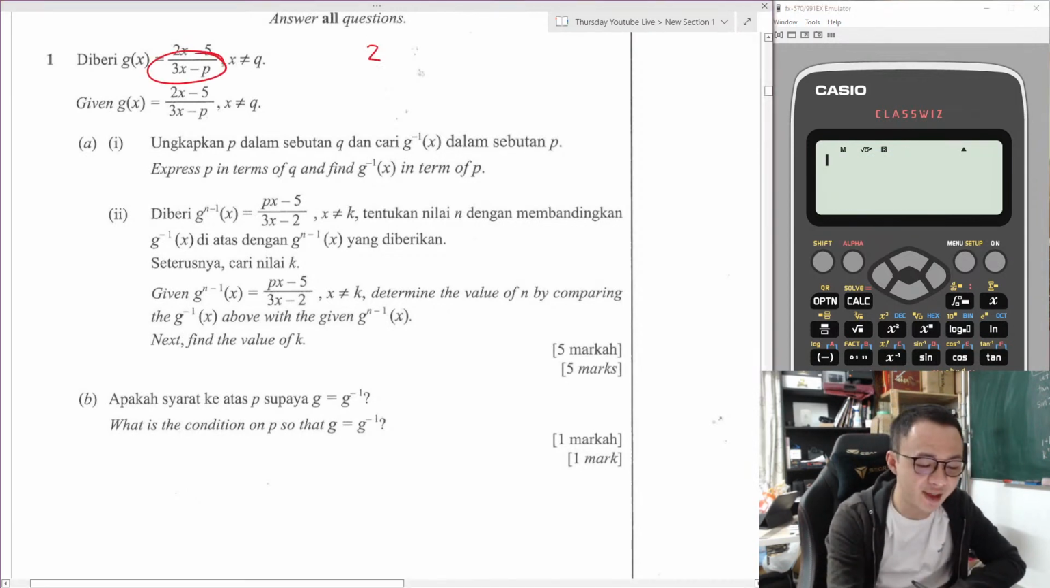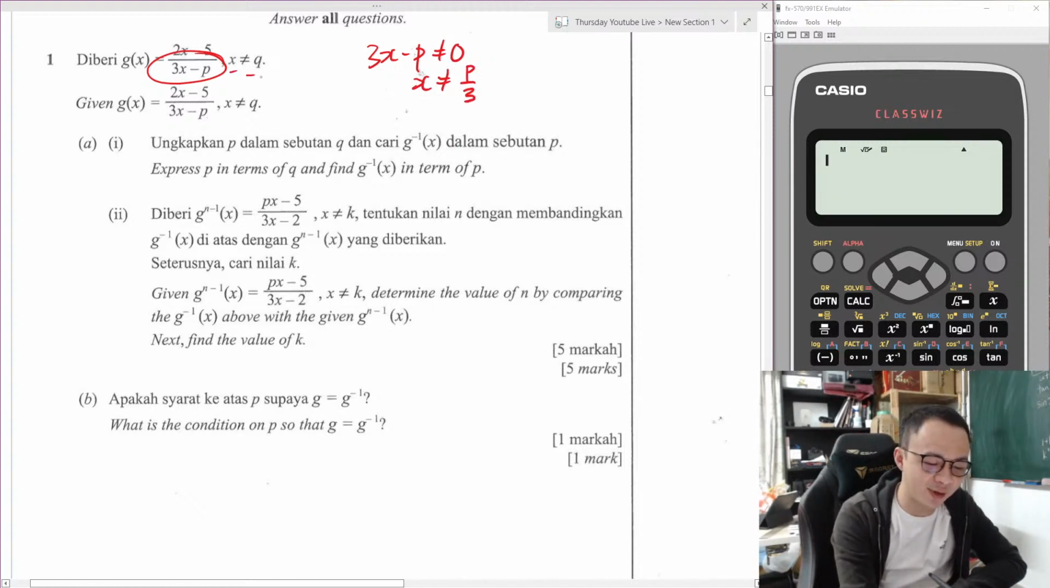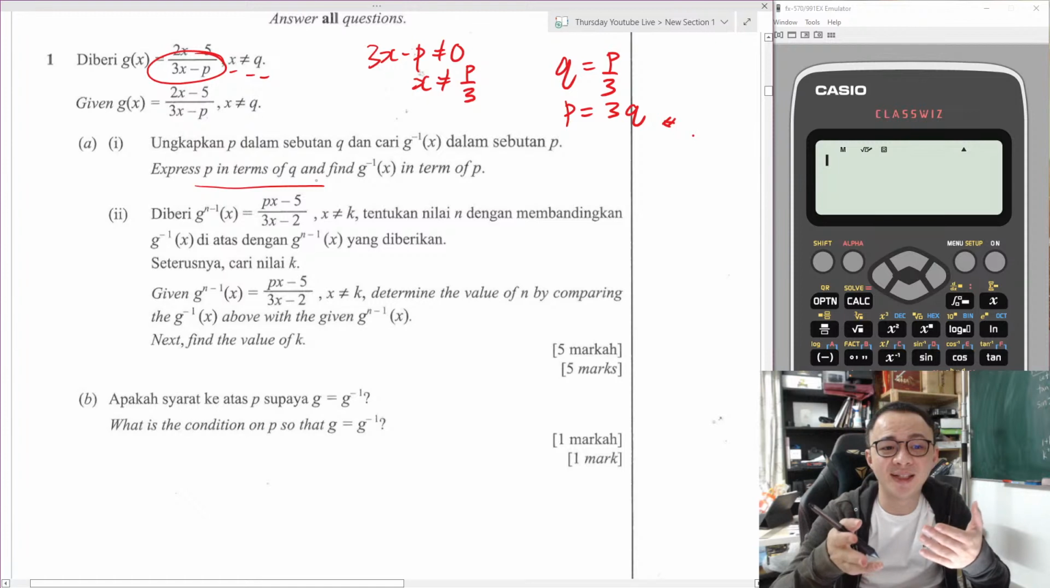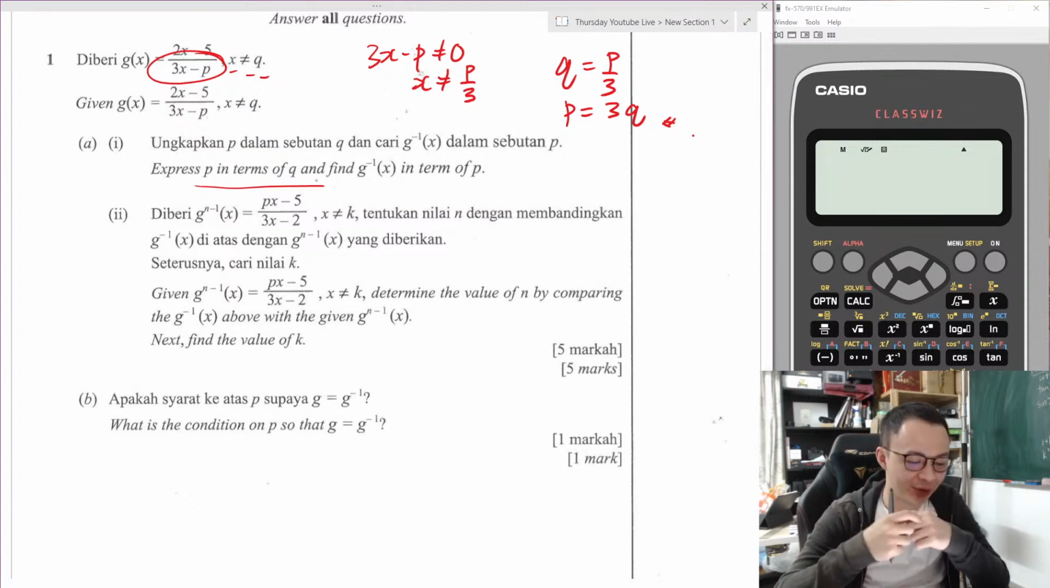So 3x minus p cannot equal 0, then x cannot equal p over 3. Since x cannot equal p over 3, and here it says x cannot equal q, then definitely q equals p over 3. Then p equals 3q. Done. This is the first part. They ask us to express p in terms of q, so p equals 3q.